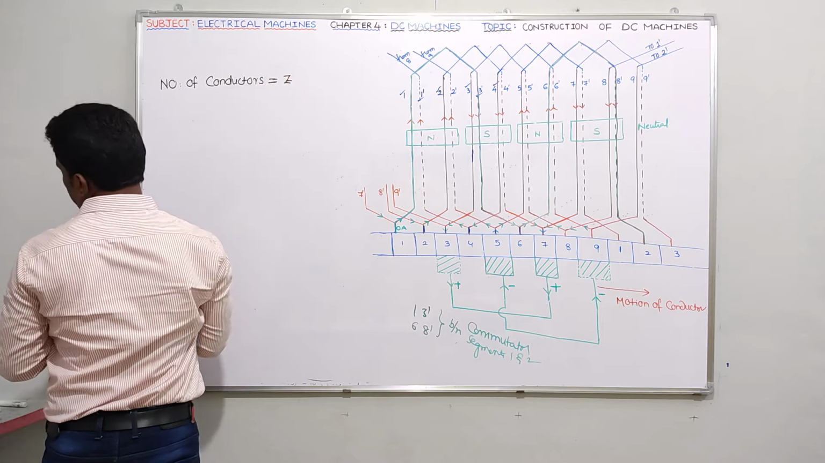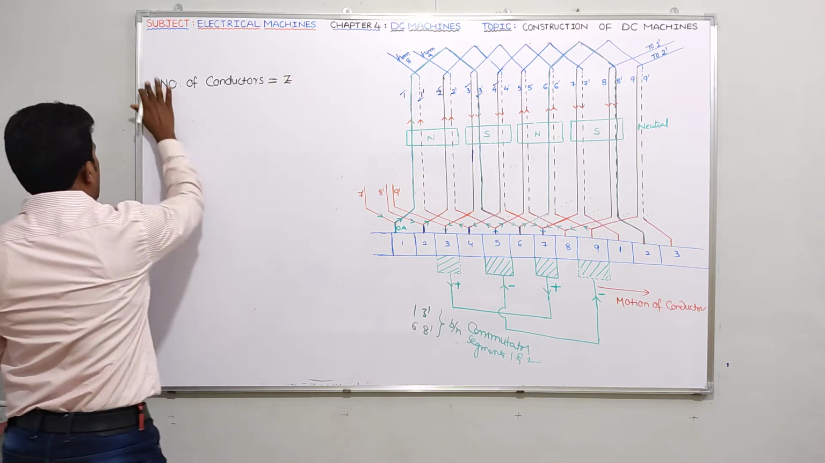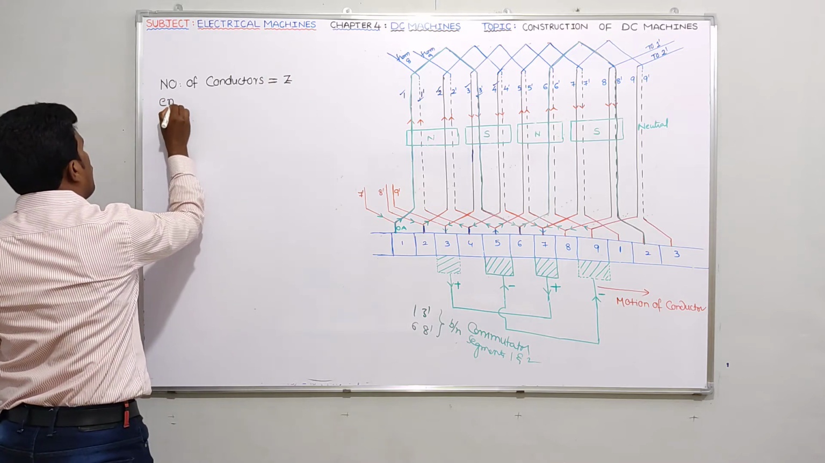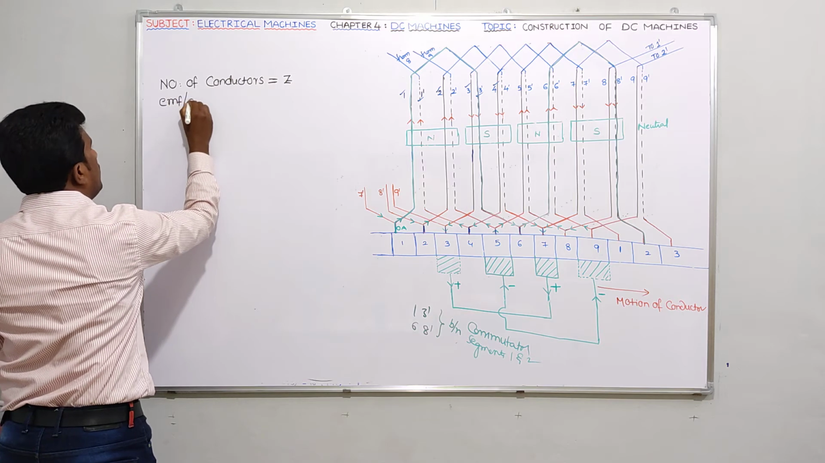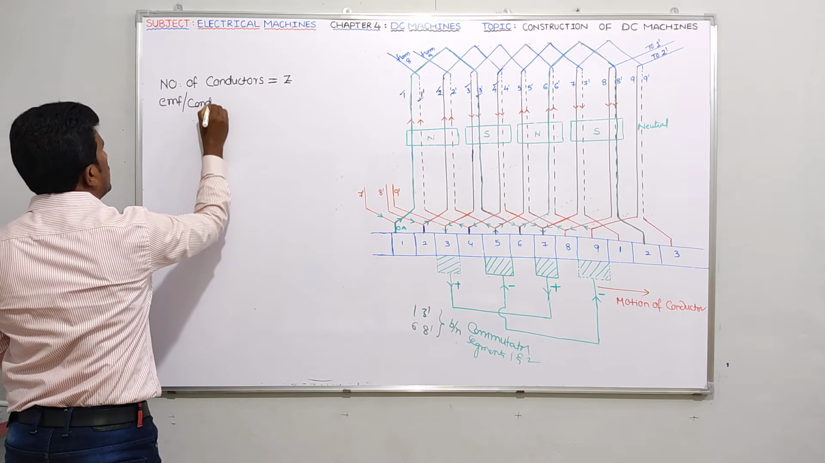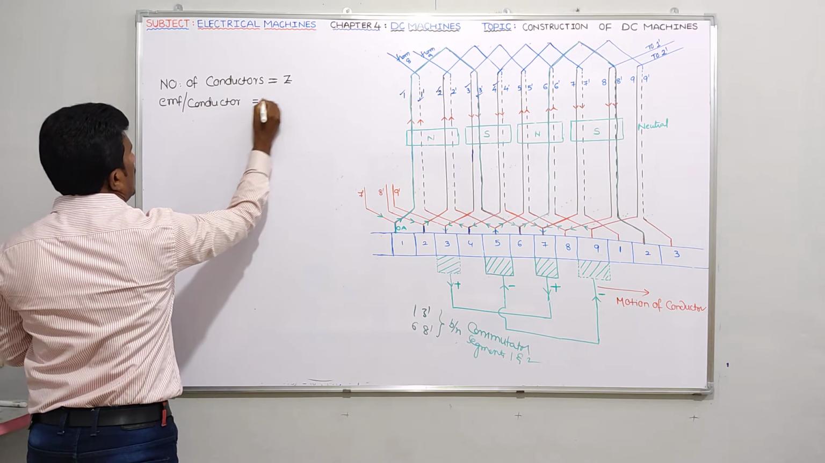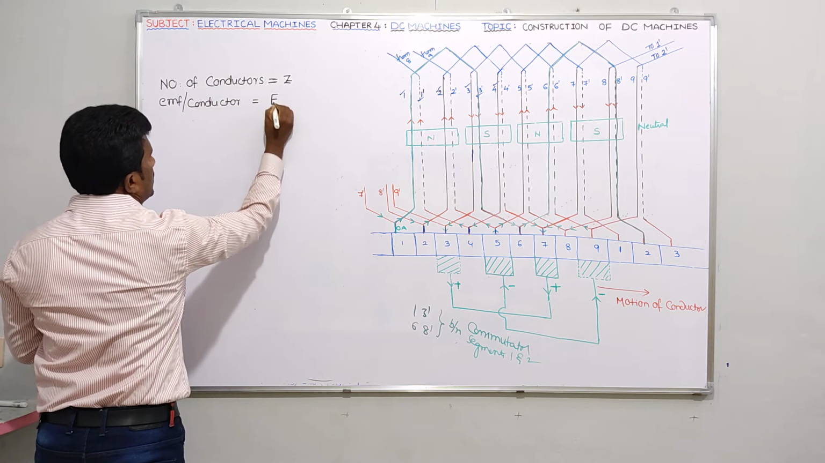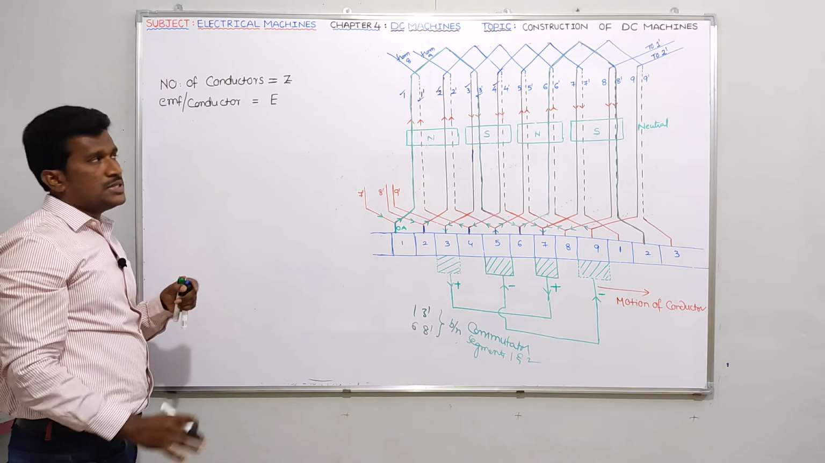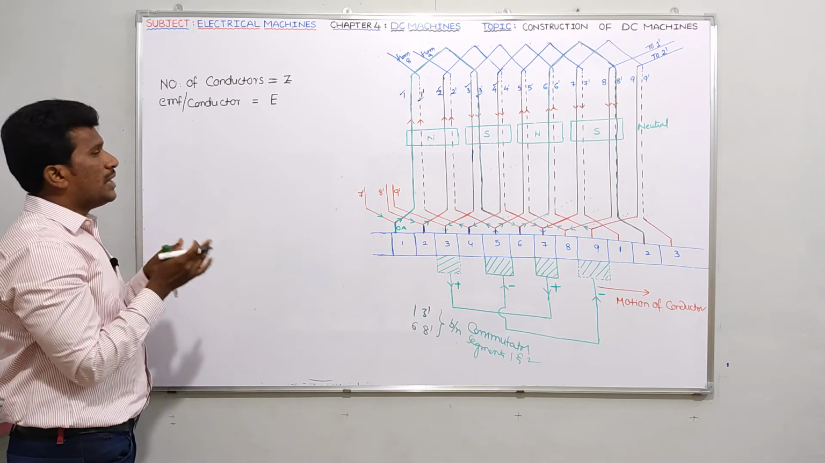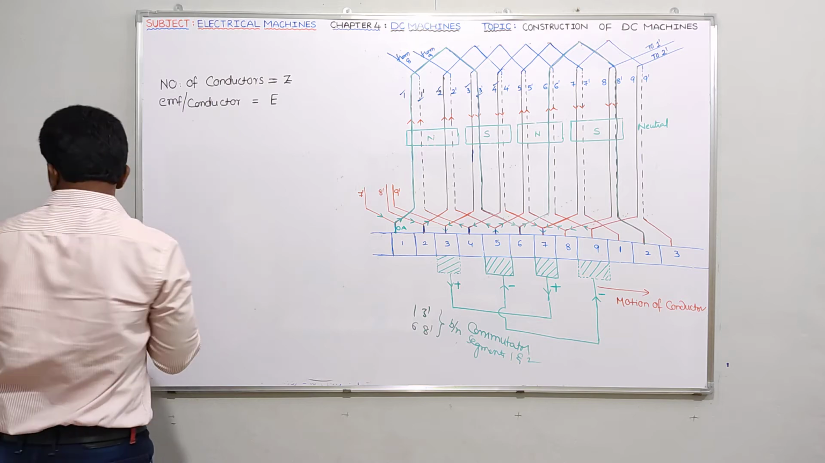Total number of conductors, I am just taking it as Z. Now I am asking here, EMF per conductor. What is that? EMF per conductor, I am taking it as E. Please try to understand. Total number of conductors is Z, and EMF per conductor is E.